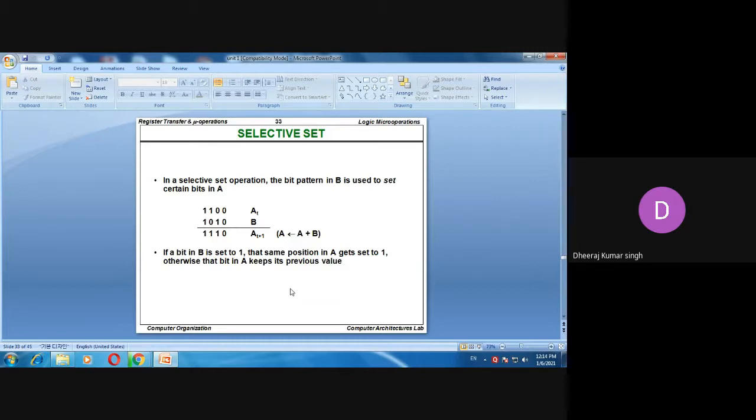If a bit in B is set to 1, the same position in A gets set to 1. Where we get bit 1 in B, the A bit will be set to 1. Here the A bit is 0, so automatically it will be set to 1. Here the B bit is 1, but the A bit is already 1, so 1 is automatically presented here. And the rest of the bits will be 0. So B decides what bits will come in A itself.